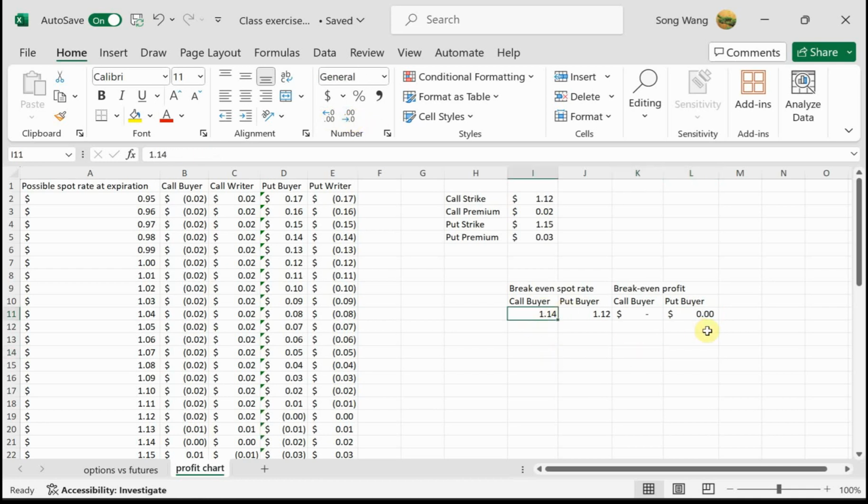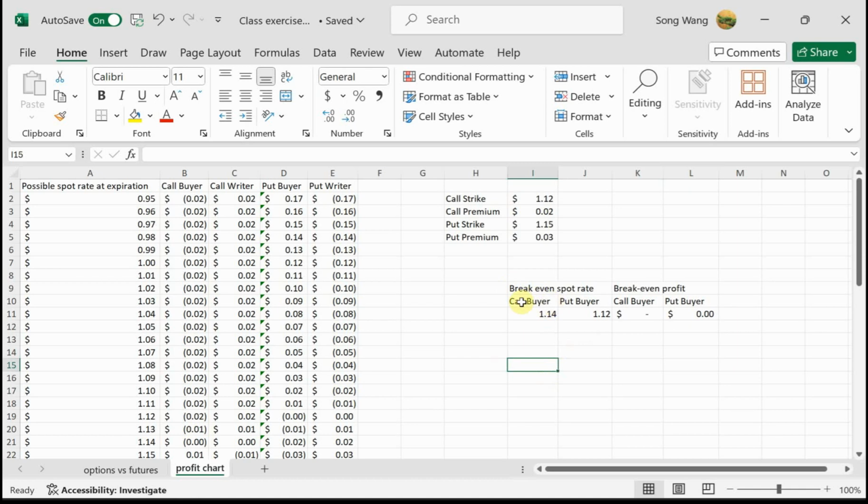So 1.14 is the break-even point of a call buyer, and 1.12 is the break-even point of a put buyer. And for the writers, it's the same. The writer sells the option to the buyers, so when the buyers make 0 profit, the writer also makes 0 profit, and so on and so forth. That's the break-even point you need to learn.